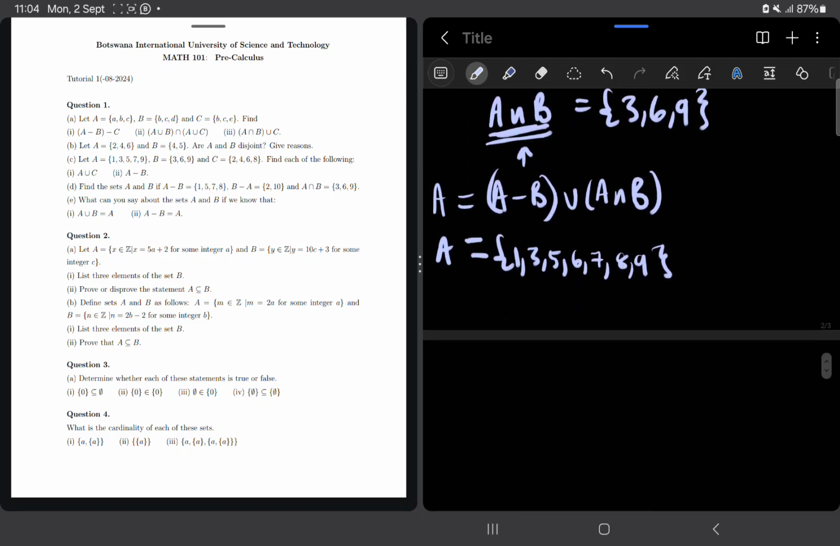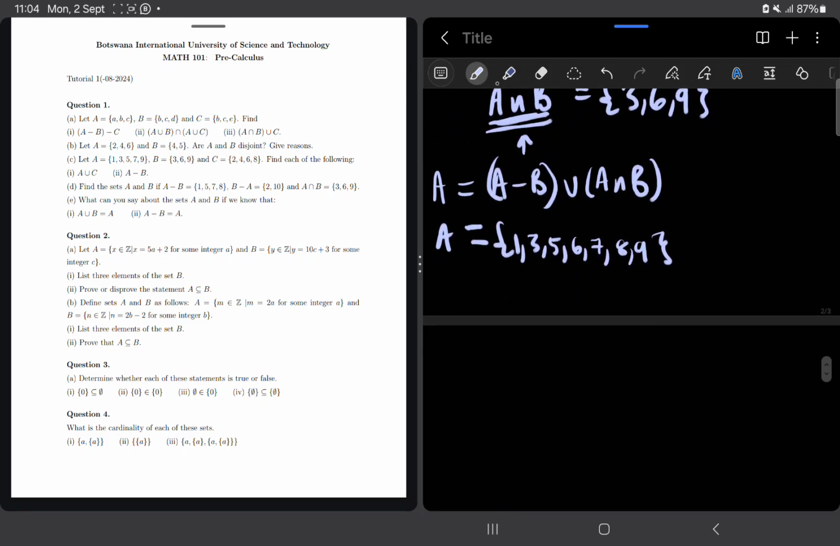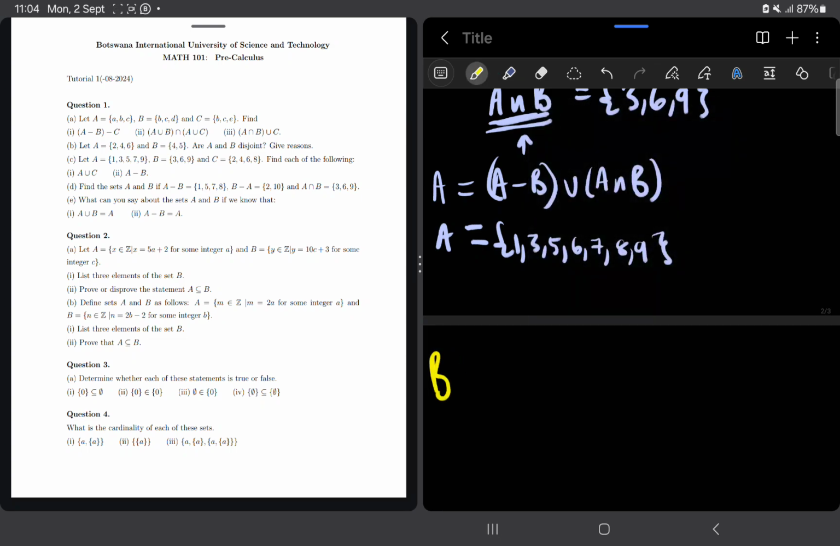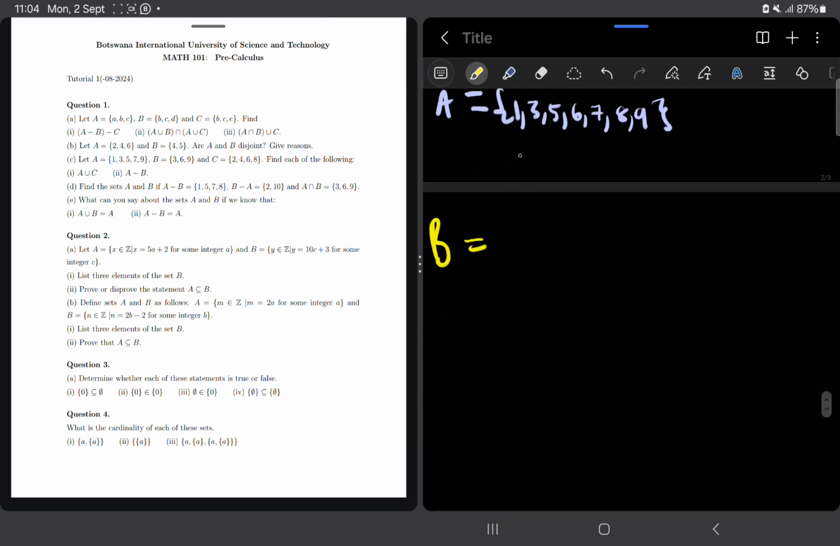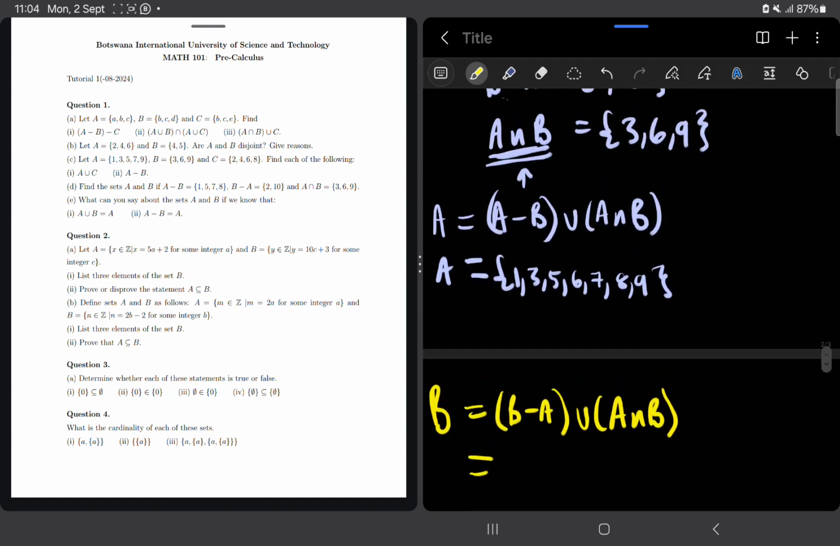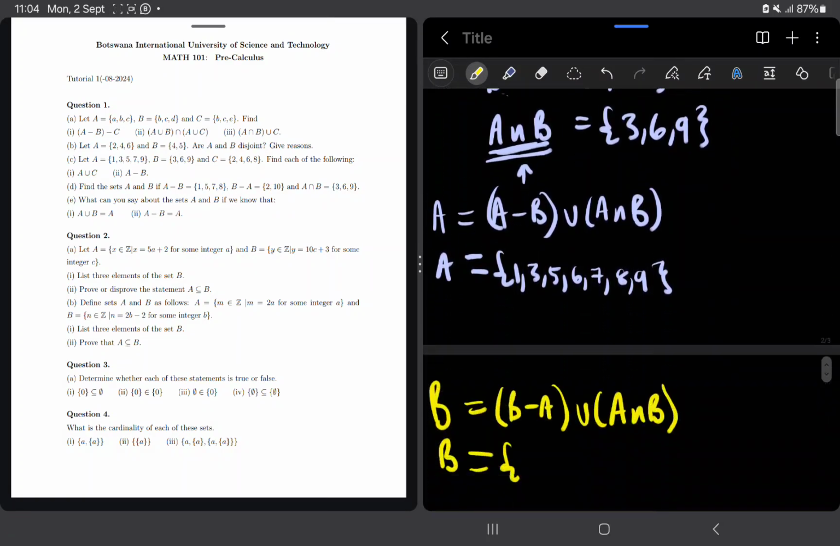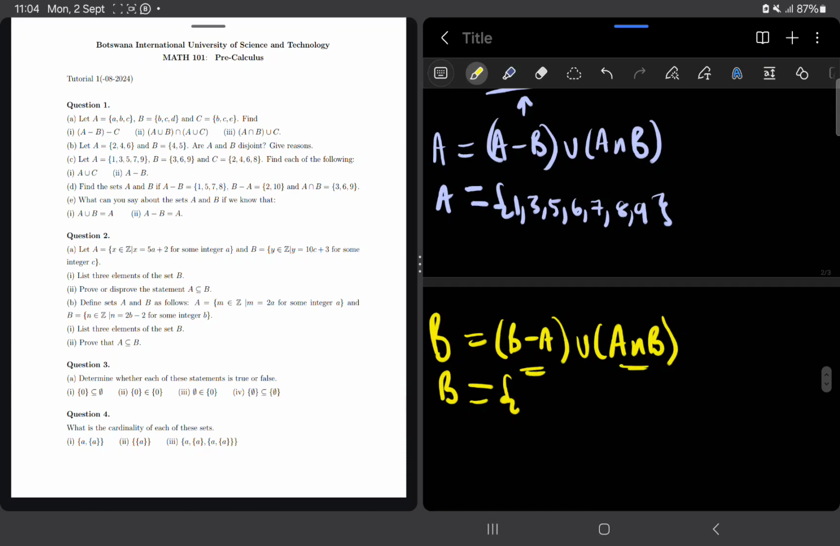For the second part, what would we do? We want to find set B. What do we combine? We combine B but not in A with what is in both A and B. We start with B but not in A, then we want B and A together, so A intersection B. Let's list the set now. We are combining B minus A and A intersection B.